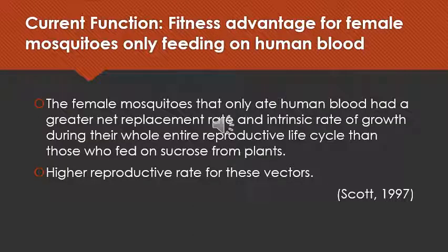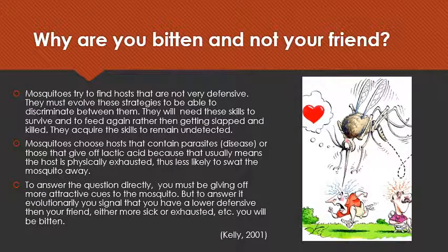Now let's get into another ultimate perspective, which is current function. There is a fitness advantage for females that only primarily feed on human blood. They have a greater net replacement rate and intrinsic rate of growth during their whole reproductive cycle, this being one of the main fitness advantages to just feeding on us alone, this being why humans stay a primary host for many mosquito species.